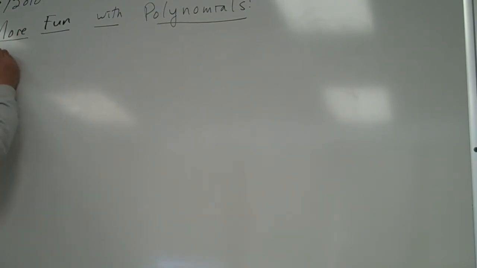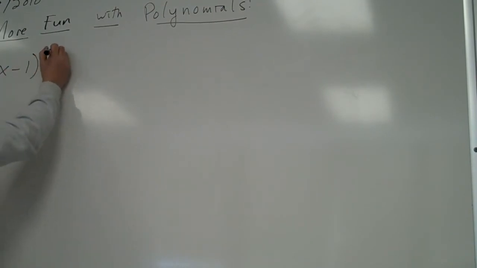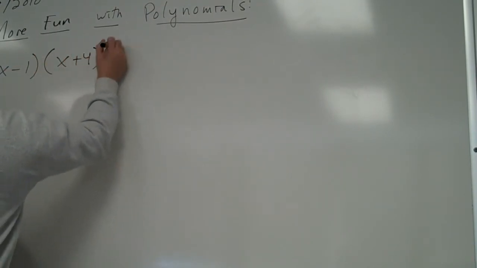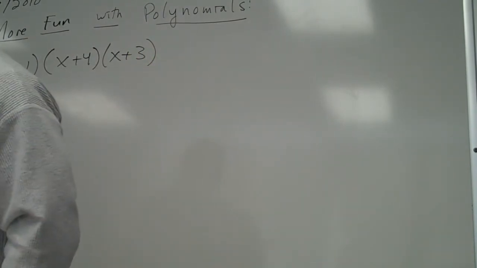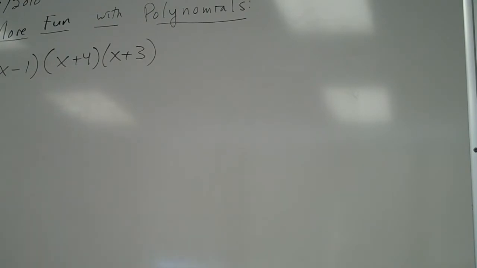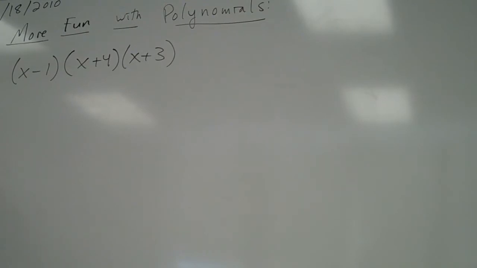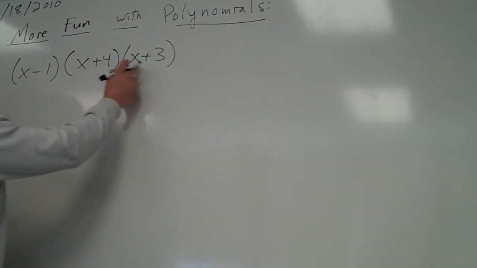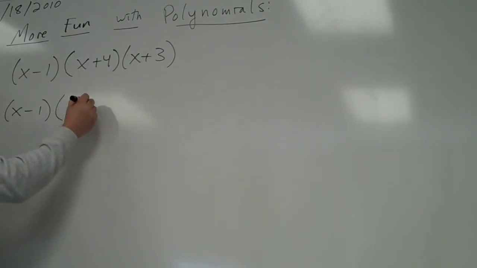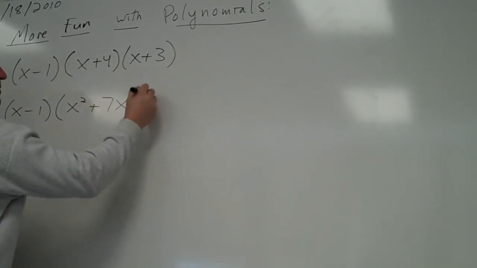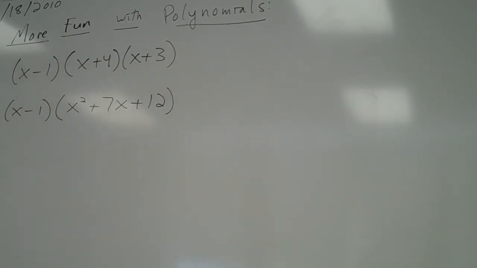Okay, another example. X minus 1 times x plus 4 times x plus 3. I have a couple different ways to do this, and I'll only have time to show you my favorite again. I would say pick 2 and foil them first. I'm going to pick the second 2. It's not absolutely necessary. So now I'm going to change this to x minus 1, and on the assumption that you know how to foil, I'm going to go ahead and write this as x squared plus 7x plus 12, which is what you get after foiling the last 2.